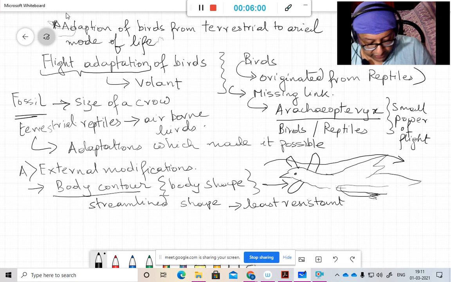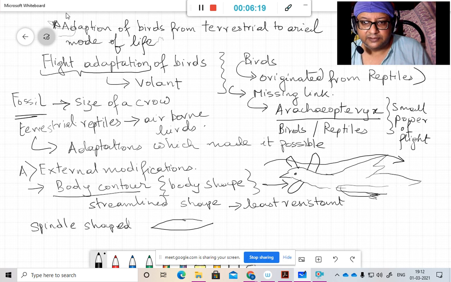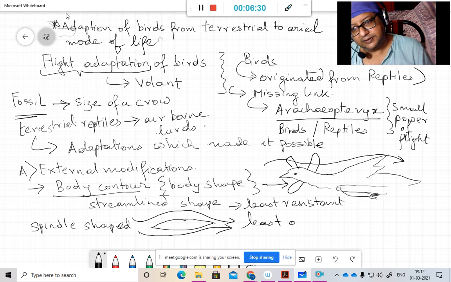So the body contour is very streamlined, more like a spindle shape. Peacock doesn't have a spindle shaped body, therefore it can't fly. Or chicken. Spindle is something like this. So that wind will smoothly flow from here, smoothly flow from here, least obstruction during flight.